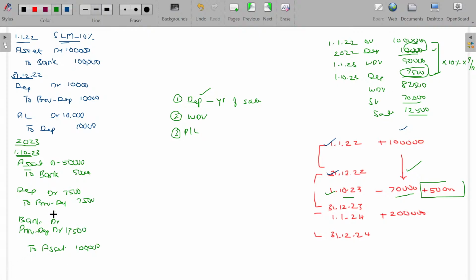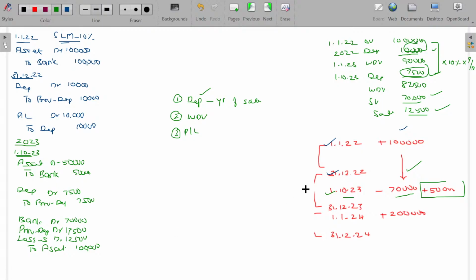Clear? And sold for how much? 70,000 rupees. Because of the sale, we face a loss of 12,500. So loss on sale, 12,500. Verify whether debit is tallying with the credit side. Yeah, it's tallying.